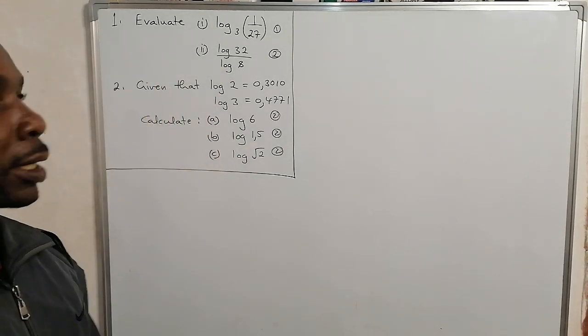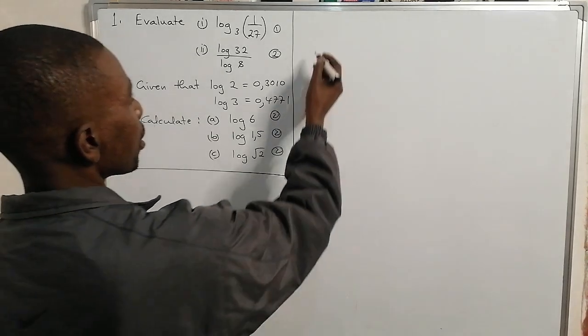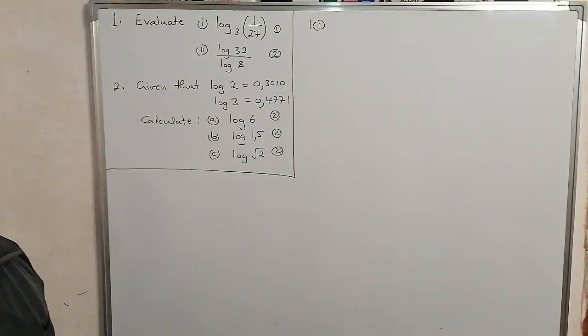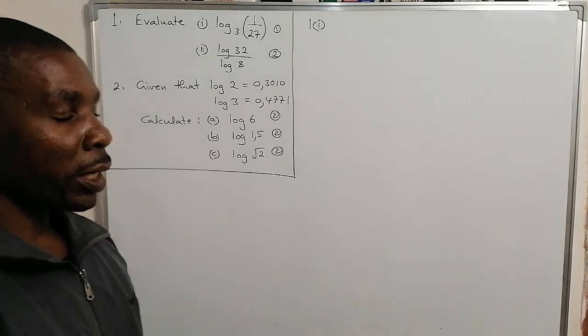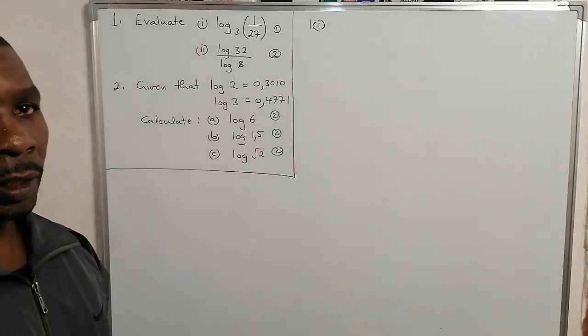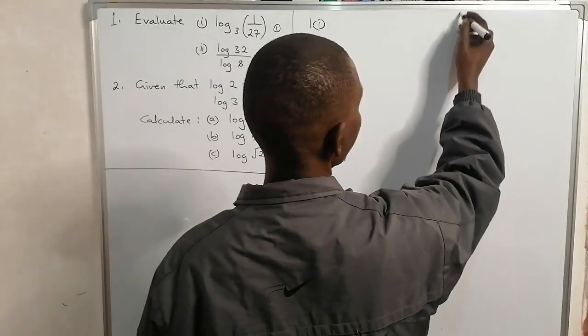So number 1 is saying evaluate number 1 part 1. Evaluate log 1 over 27 base 3. Whenever you are dealing with logarithm, make sure you apply laws of logarithms.